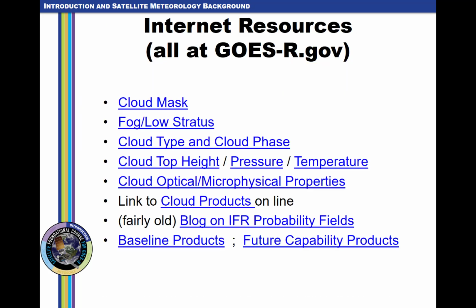There are supplemental links on this page for more in-depth information on these products. This concludes the GOES-R training on cloud products and fog detection. Thanks for your attention.